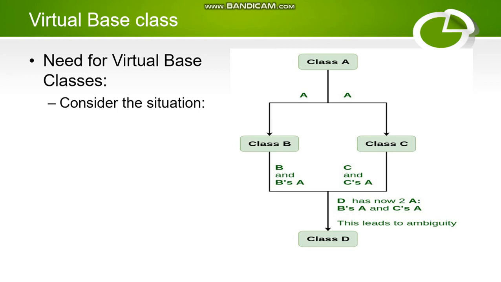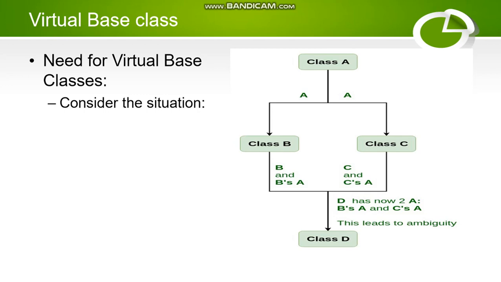As we can see from the figure, the data members or the functions of class A are inherited twice into class D. So let me clarify. Whatever data members we have declared in class A, or the functions we have declared in class A, get duplicated in class D. Now, how do they get duplicated?